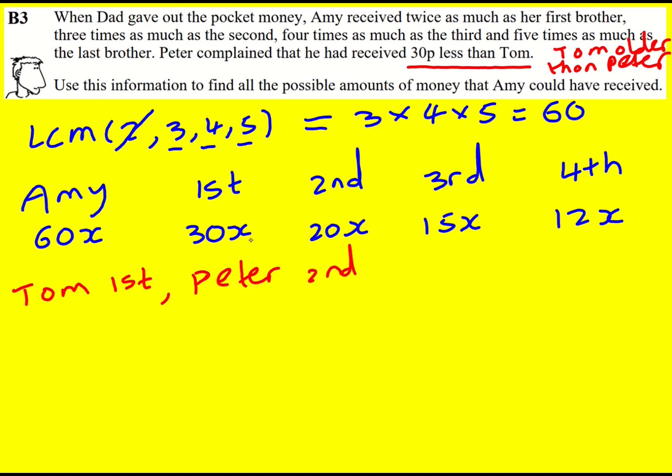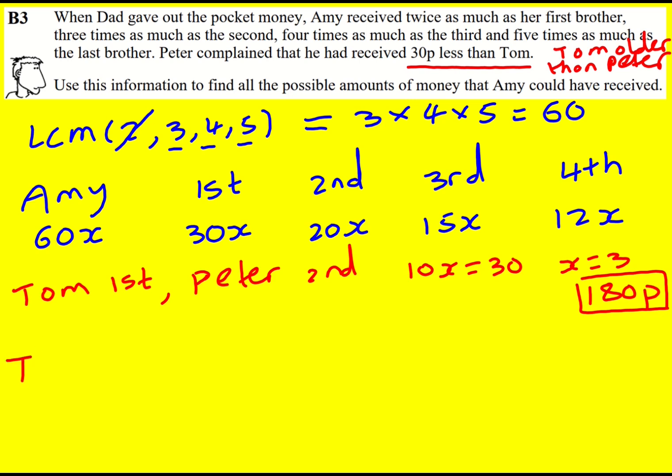Then I would get 30x minus 20x is the difference. That 10x must equal 30. So x is equal to 3. And Amy would have received 180 pence. That is a possibility.